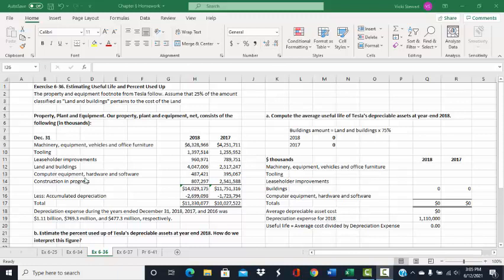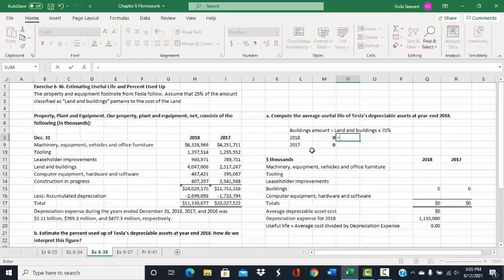We see computer equipment, hardware and software, that would be depreciable, but construction in progress is not. We do not depreciate construction in progress. Those items would be depreciated once the construction is complete and it's been placed in service.